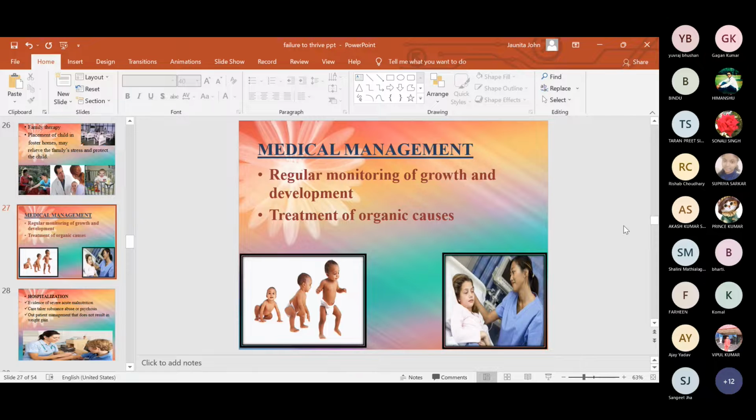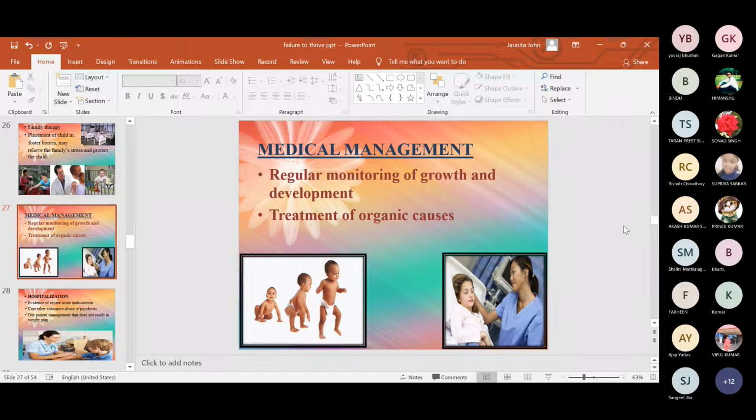Next will be followed by medical management, after that hospitalization. Under that first and the foremost will be monitoring of growth and development. Every day, or every 2 days, proper regular monitoring of growth and development will be there. Growth will be monitored by doing procedures like anthropometric measurement of head, chest, mid-arm, abdomen, सारा circumference check करके you can monitor growth.